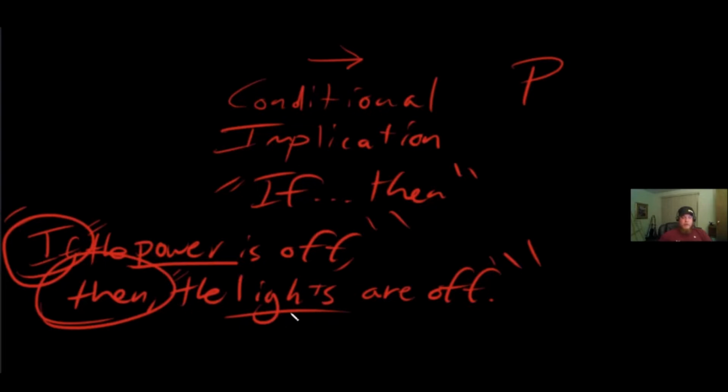How do we represent the lights are off? L, based on what I've done here. So P by itself would just mean the power is off. L by itself would just mean the lights are off. How do we represent this as a conditional?